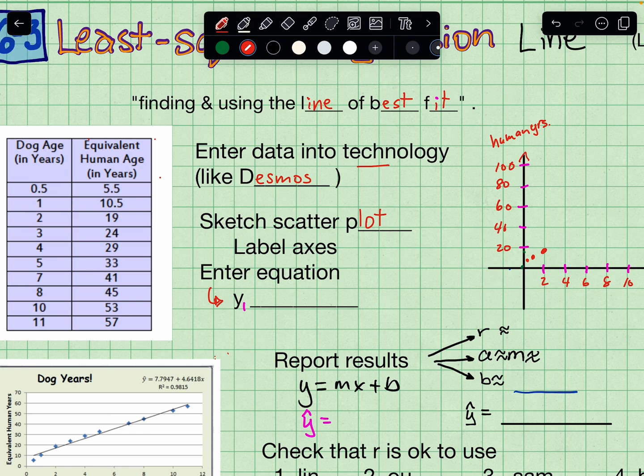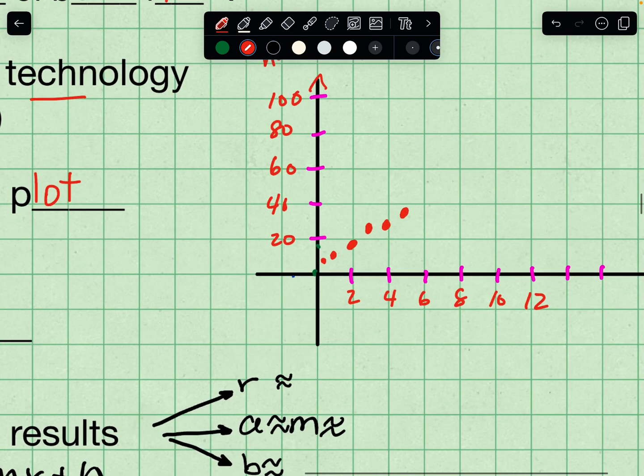All right, you don't need to sit and watch me graph this. Go ahead and pause the video and make your plot of all these dots. Okay? 5 and 33. All right. I'm going to pause there.